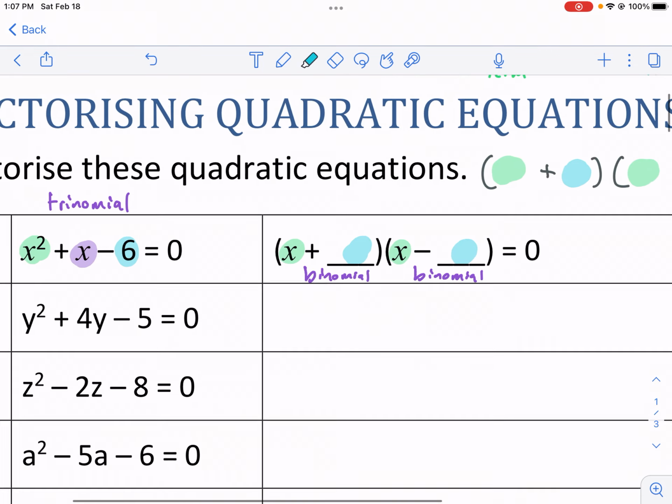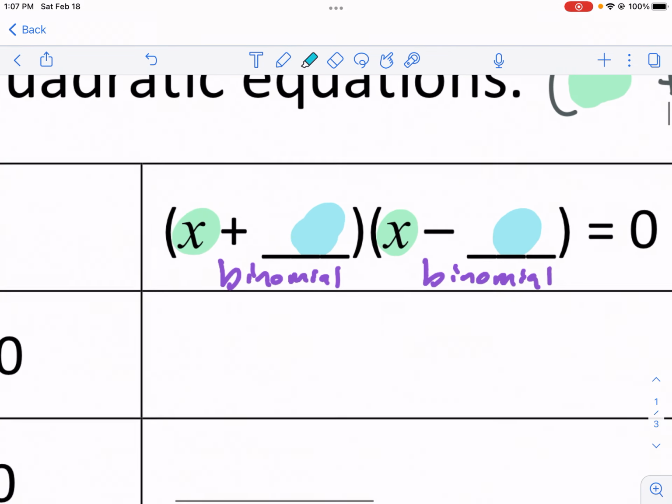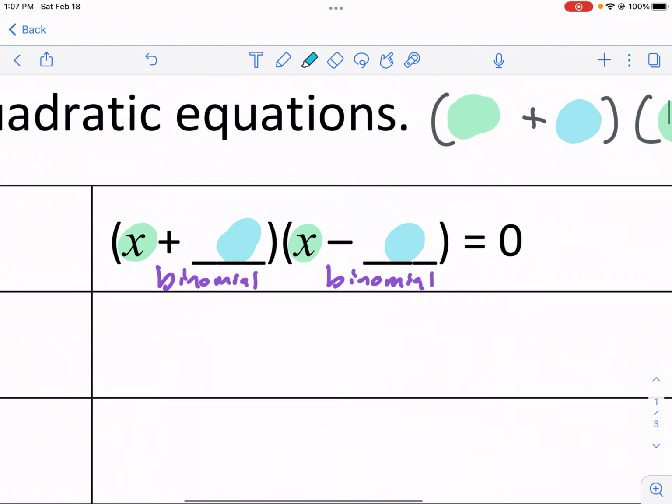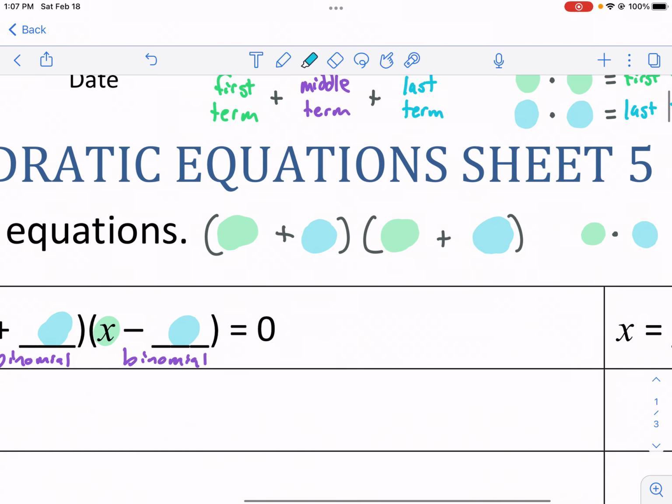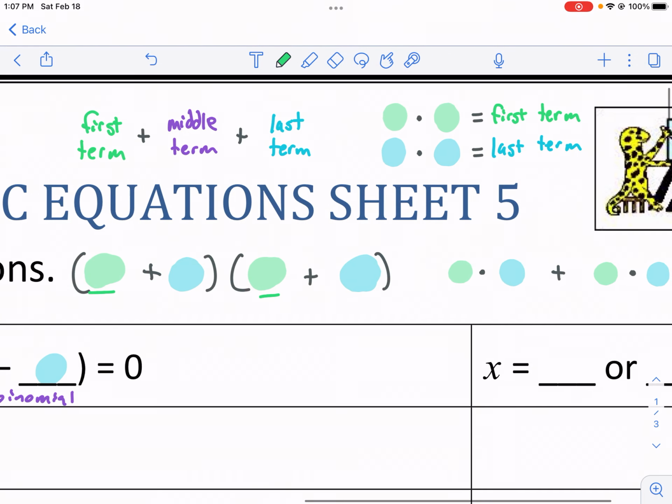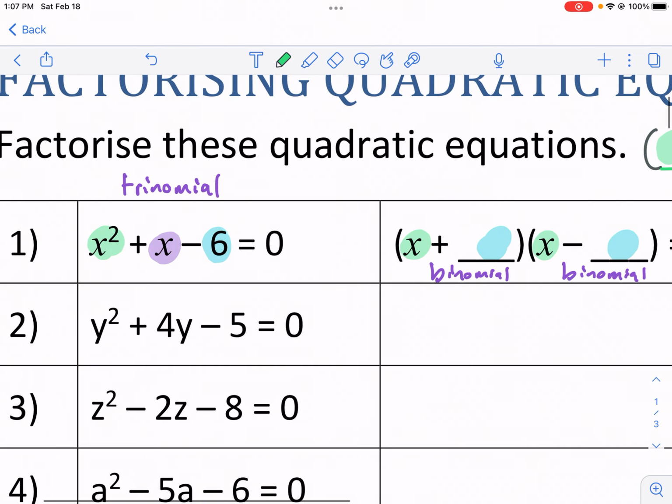Now I'm concentrating on the binomials that are in two parentheses. If I multiply the two first slots together, and I like to call this the first slot in the parenthesis, we're going to get the first term in the trinomial, that squared term. So if we multiply this x times this x, we're going to get x squared.